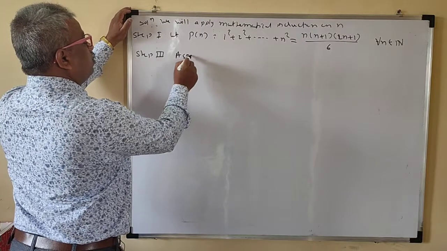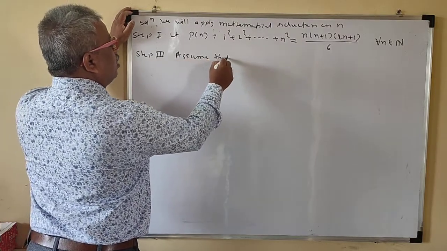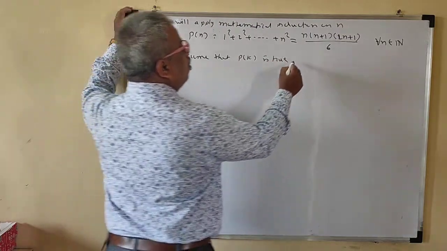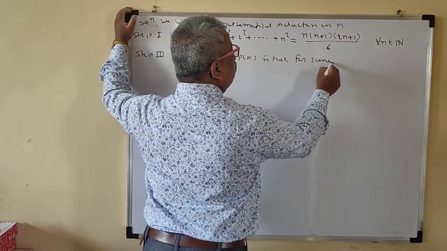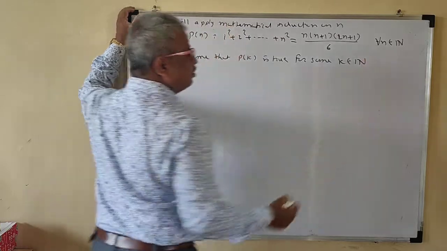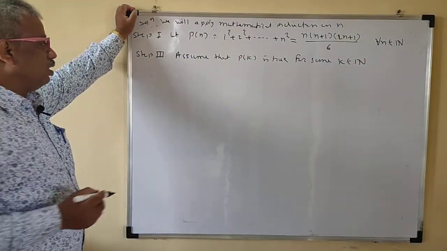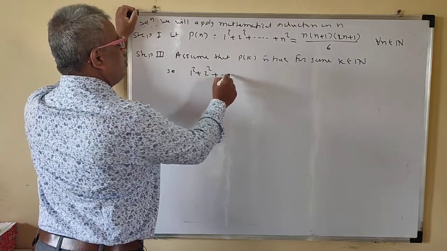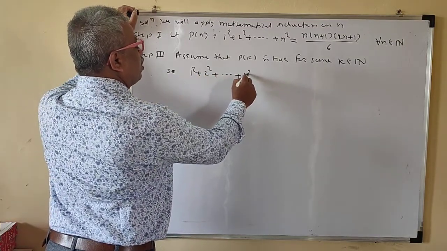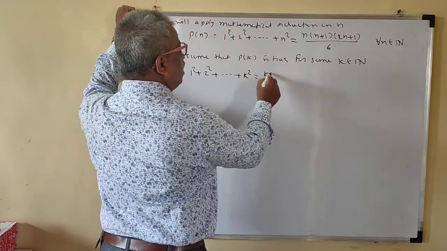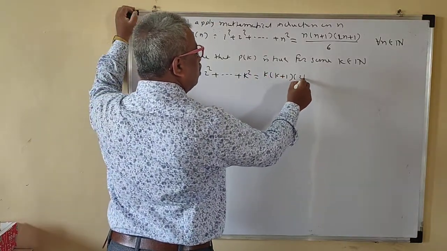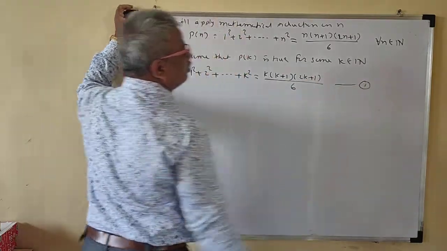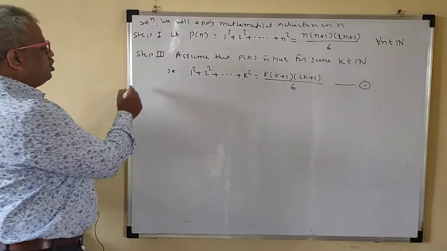Assume that Pk is true for some k belonging to n. So that is 1 square plus 2 square plus dot dot dot plus k square. Your n is equal to k, so this is what? k into k plus 1 into twice k plus 1 upon 6. We call this as 1. Okay.